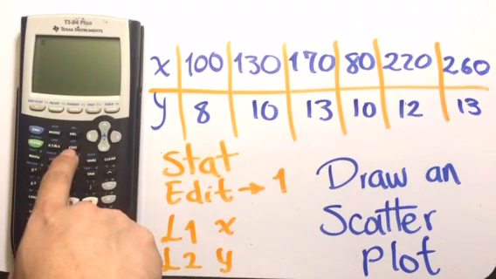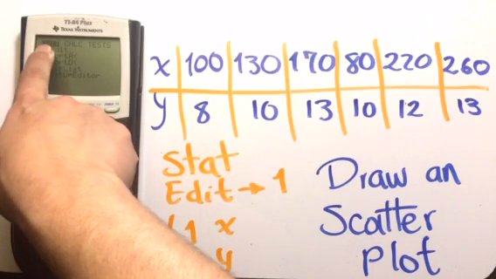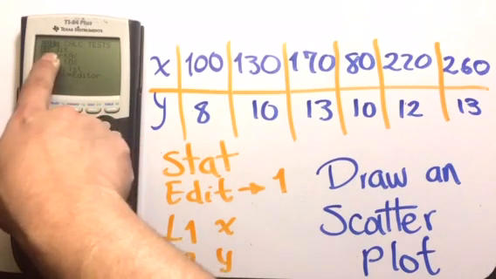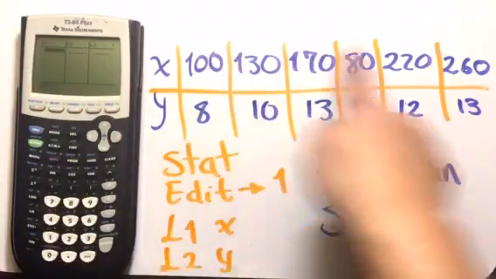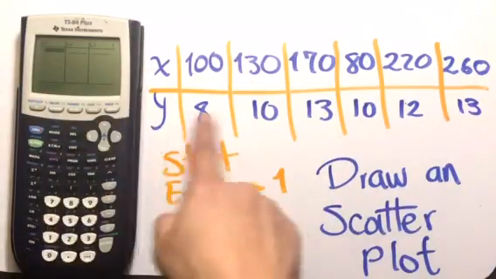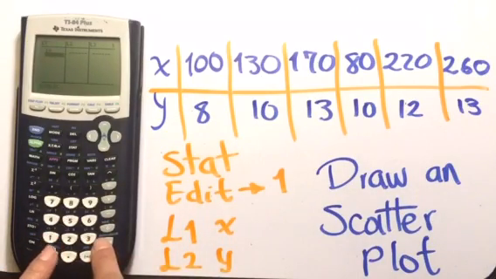So we're going to select STAT, and here we're going to select the first one, which is Edit, okay? And in L1 we're going to write all the values of X, and in L2 we're going to write all the values of Y. So we're going to write 100, 100, 130, 170, 80, 220, and 260.